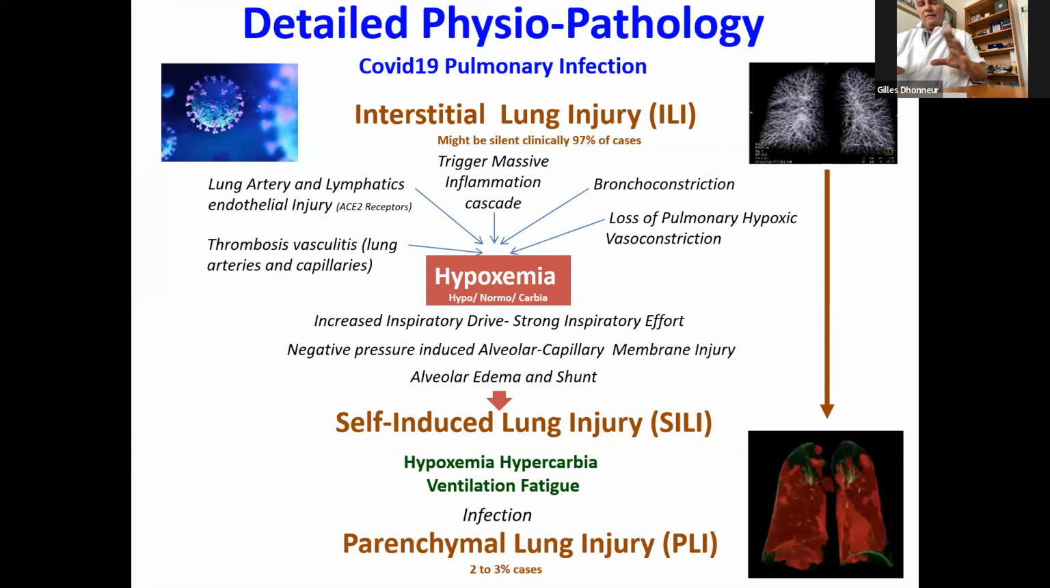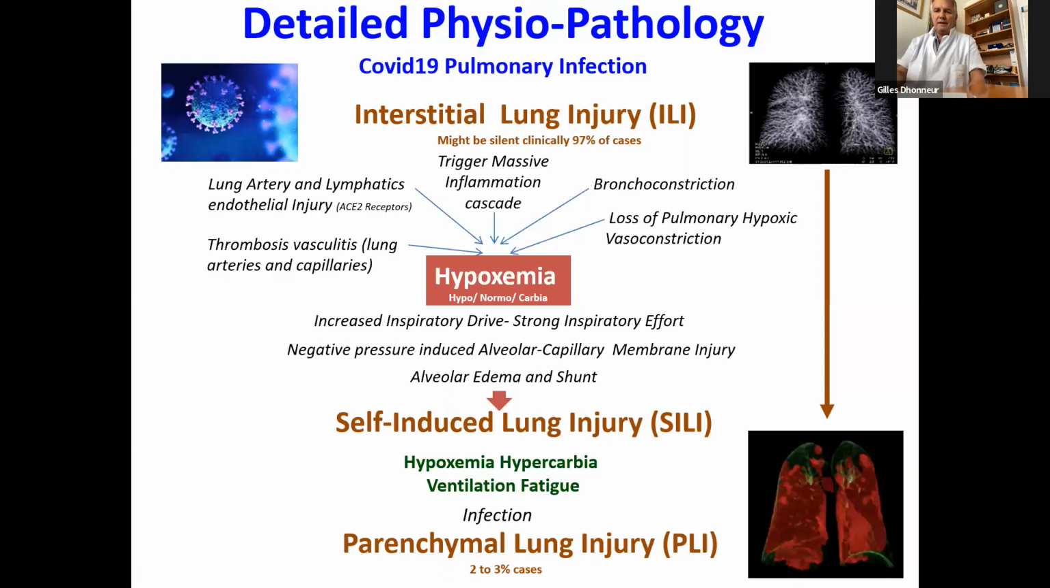So I have few slides, some of them are very heavy. And let me point out for you the main step. In this slide, I detail the physiopathology of COVID-19 pulmonary infection. Usually it begins by interstitial lung injury, then hypoxemia occurs, then the patient self-injures his lung, and finally the parenchymal lung injury occurs. And these three steps are very important.